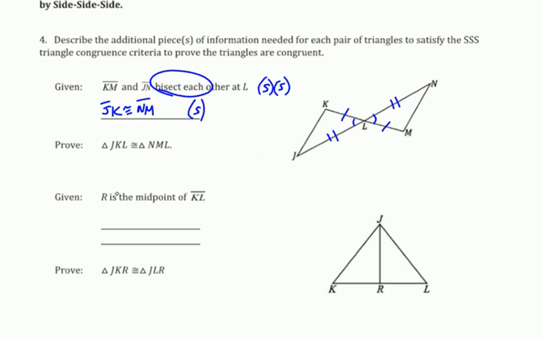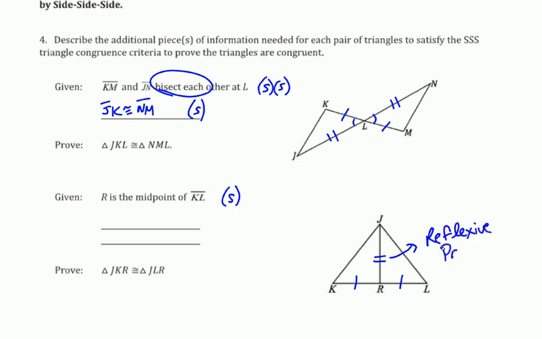How about the next one? We're given that R is the midpoint of KL. If R is the midpoint of KL, then KR and LR would have to be congruent. So this really gives us a pair of sides in these two triangles we're aiming to show are congruent. By looking at the picture, we notice that the two triangles share side JR by the reflexive property.